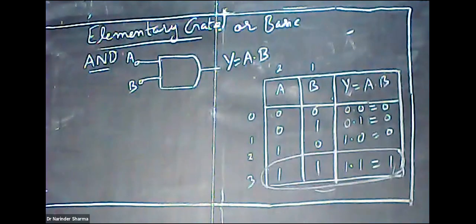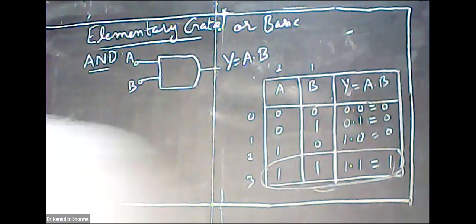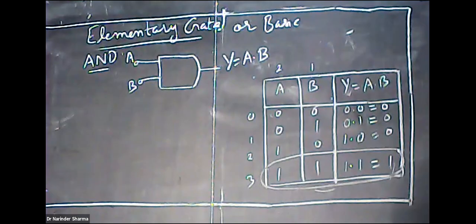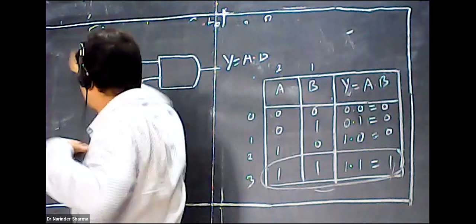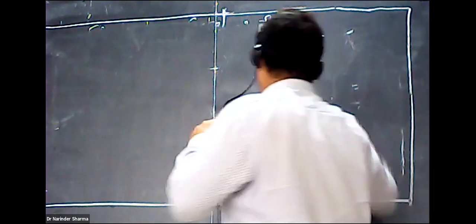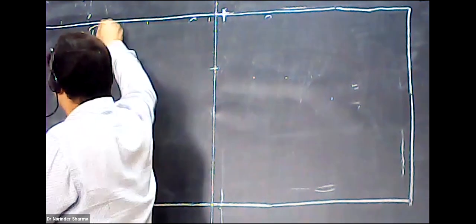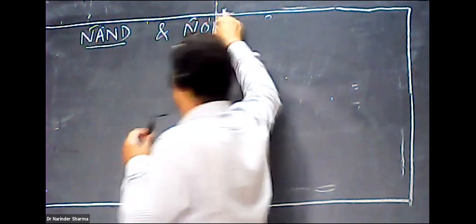Elementary gates, I repeat, we have done with the NOT, OR, and AND gate. These are the elementary or basic gates. Now we will understand the universal gates. Universal gates are the gates by using which we can derive the output of any gate. Normally used universal gates are NAND and NOR.